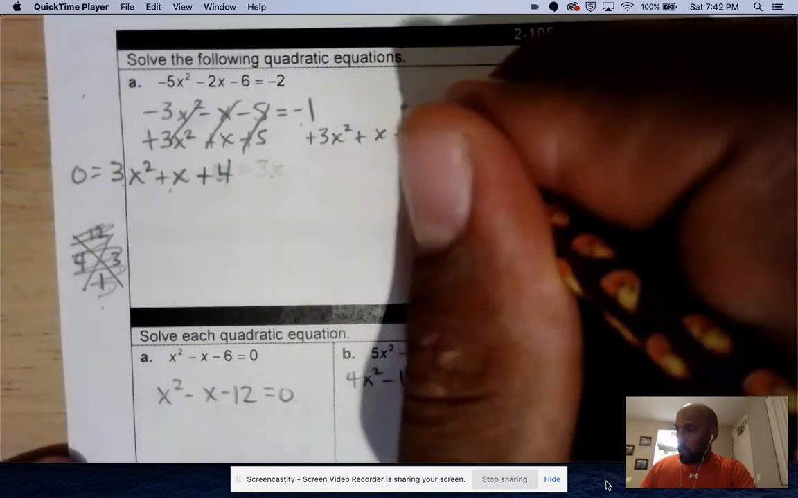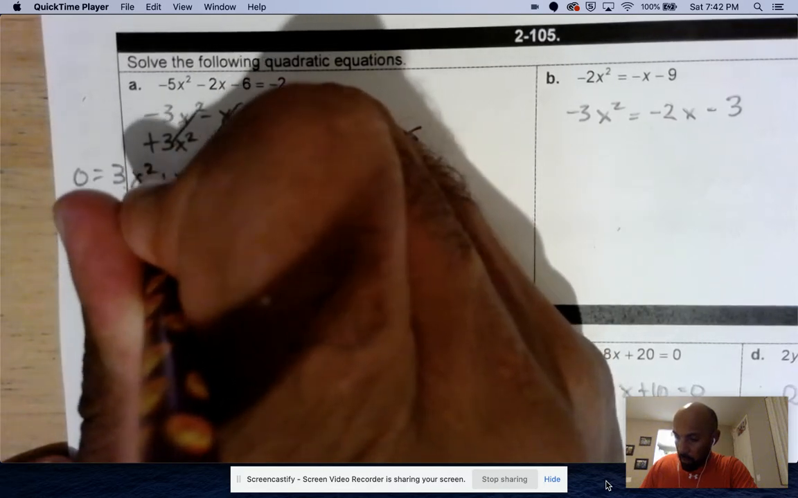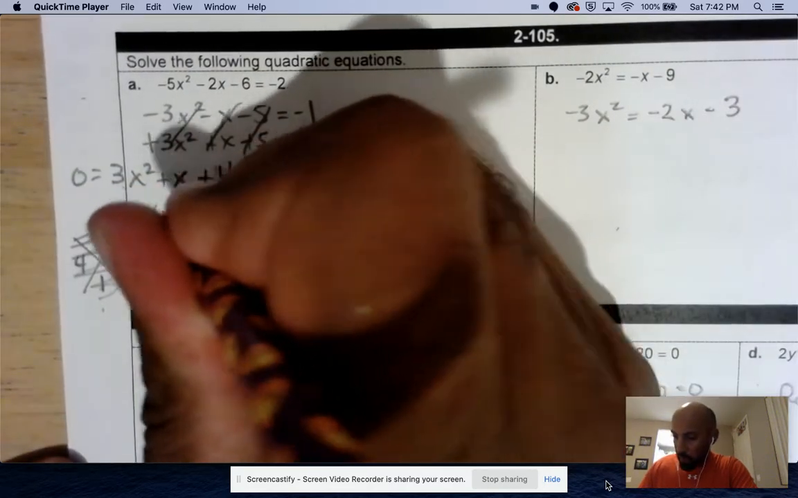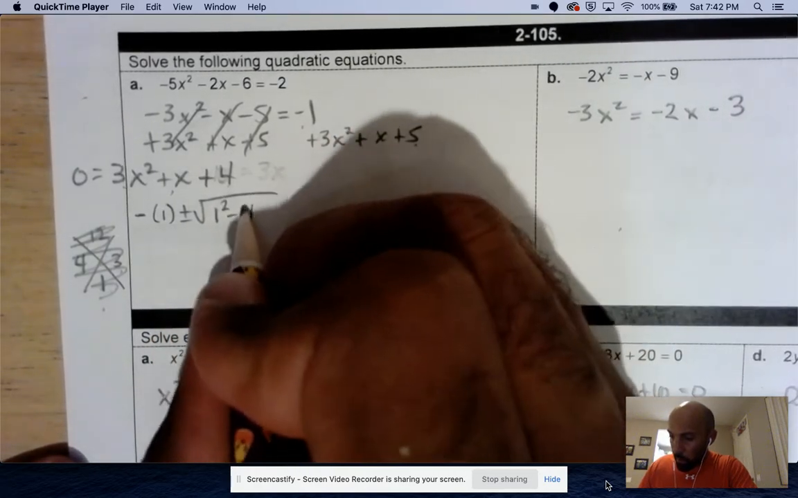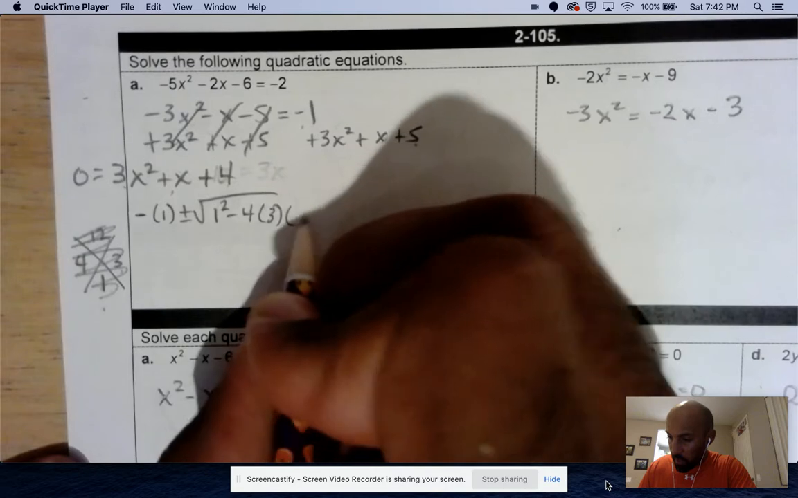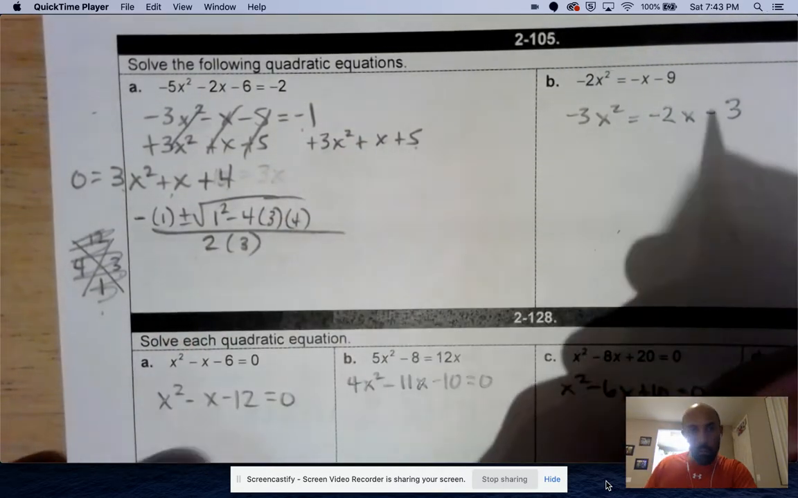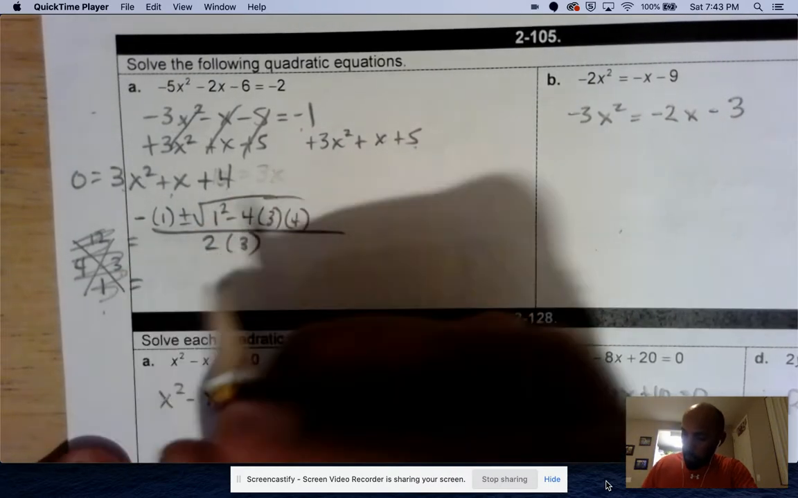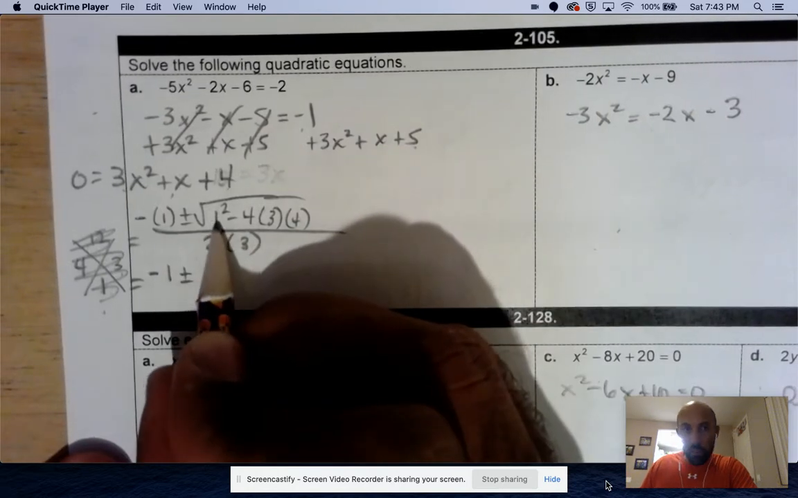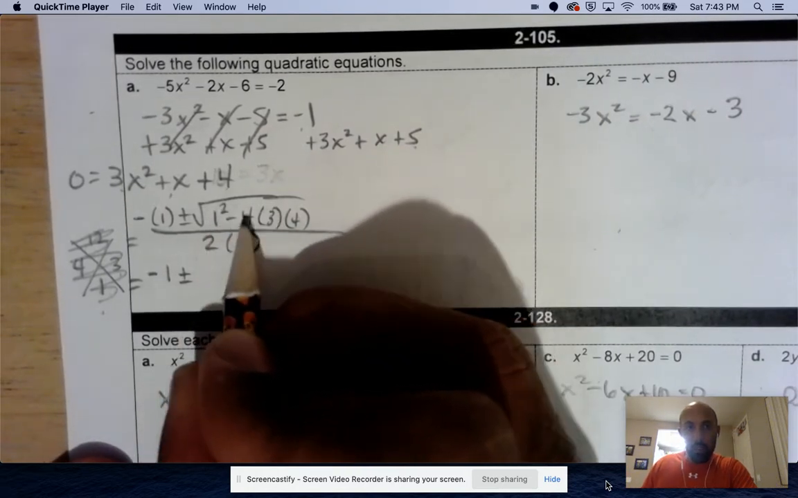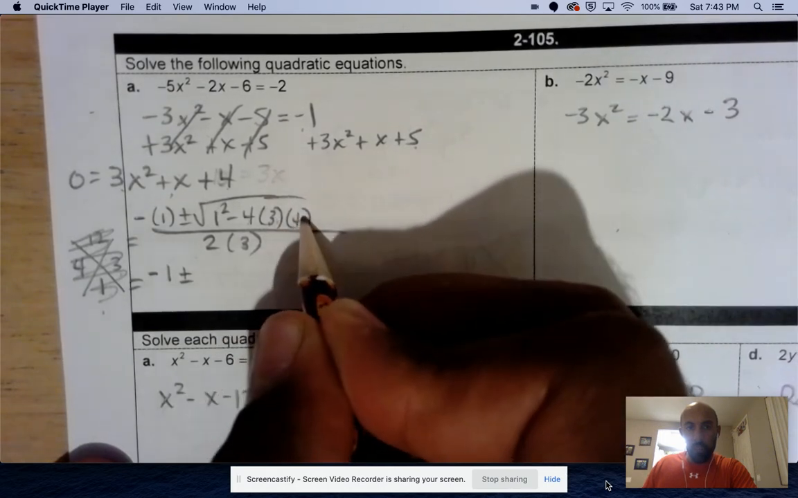Okay, so we're going to set it up just like we did the last one. So we have negative b plus and minus the square root of 1 squared minus 4 times your a, which is 3, times your c, which is 4, and then all of that over 2 times a, which is your 3. Now let's go through and simplify all this. First, negative times 1, that's -1. And then 1 squared minus 4 times 3 is 12, times 4 again is 48.